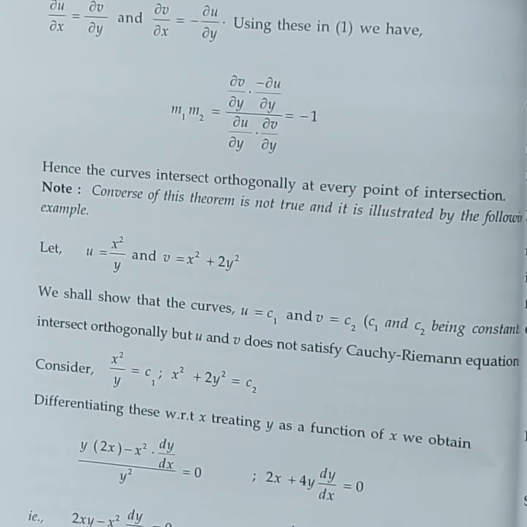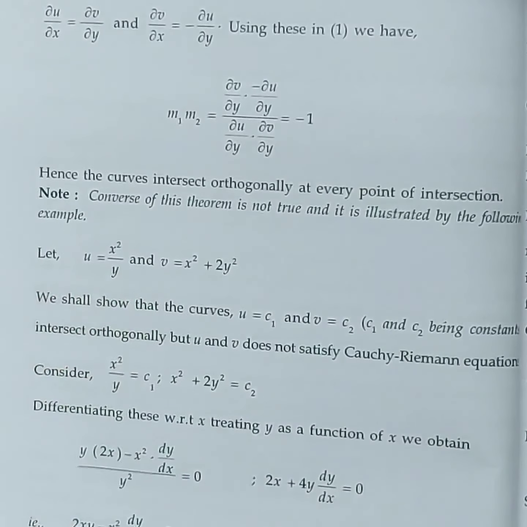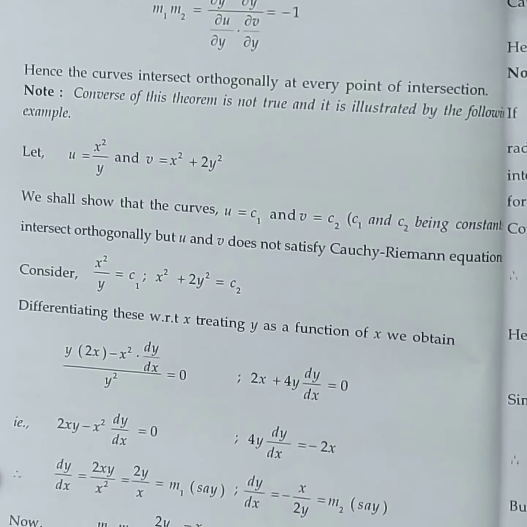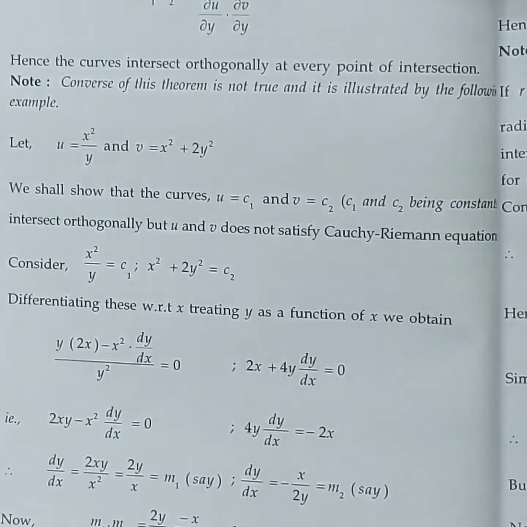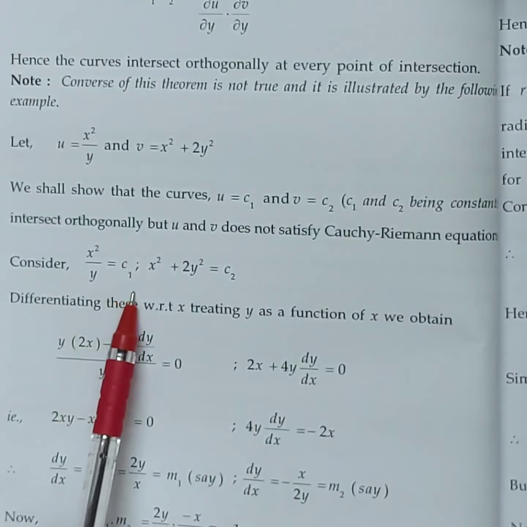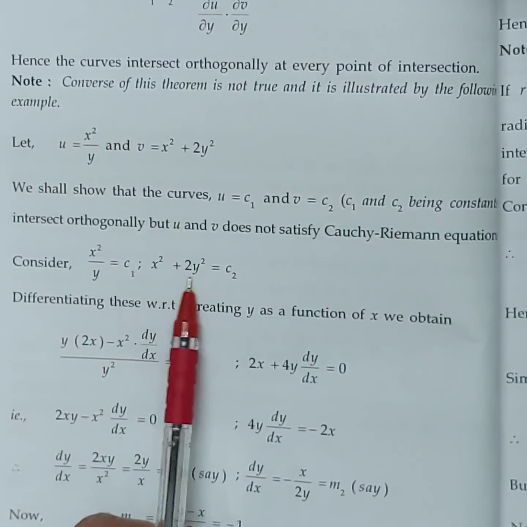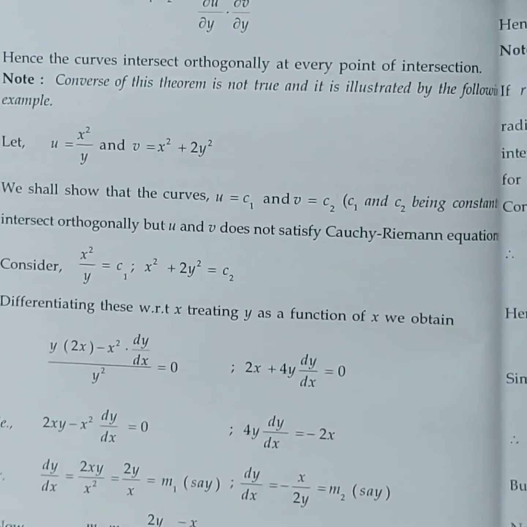And one more thing, the converse is not true. And if you see this example, u is equal to x square by y and v is equal to x square plus y square. So let us check whether m1 into m2 is equal to minus 1 for this. Okay, so I'm going to differentiate the curve 1, x square by y is equal to c1, that is my u, and curve 2, x square plus 2y square is equal to c2. I'm going to differentiate this with respect to x by treating y as a function of x.